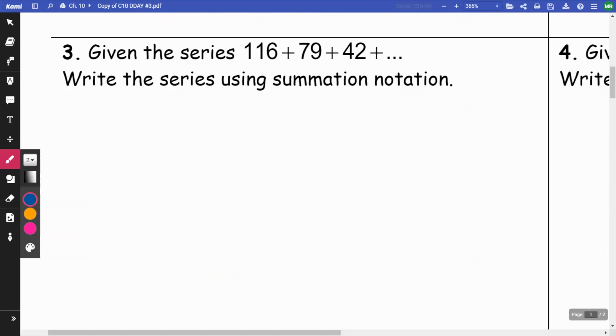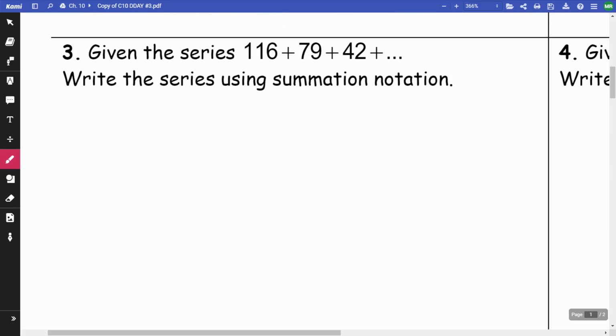On 3, given the series 116 plus 79 plus 42 plus ..., write that series using summation notation. So in this case, I need to figure out if it's arithmetic or geometric.